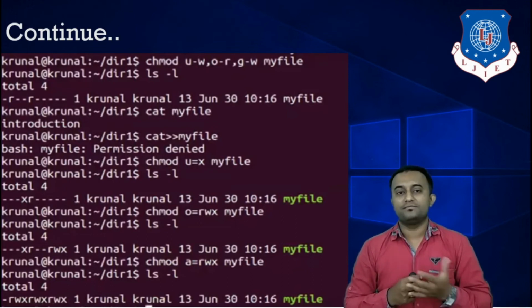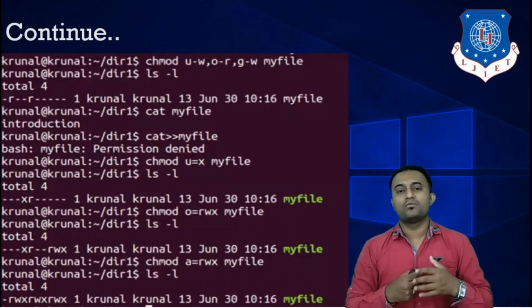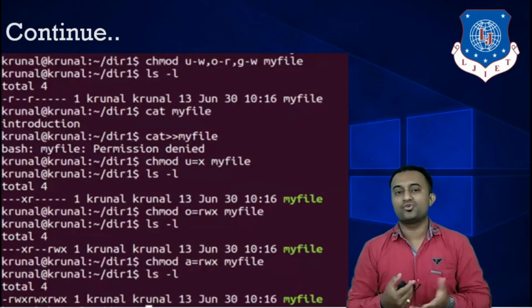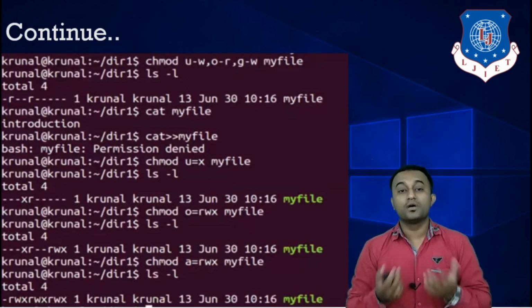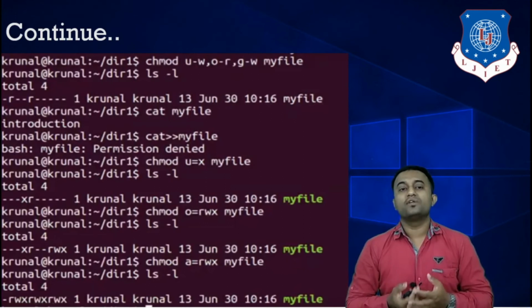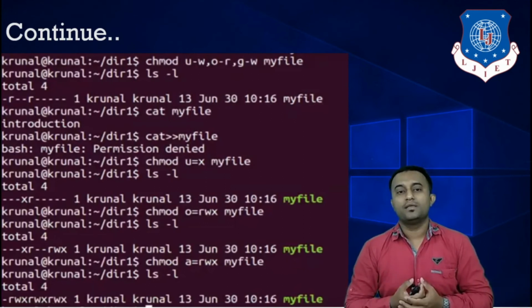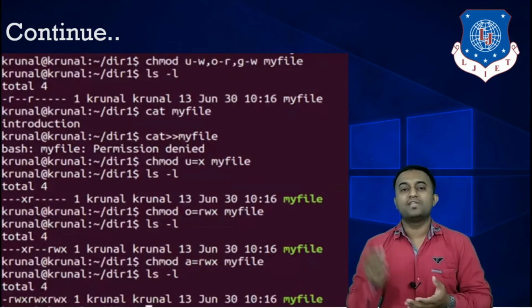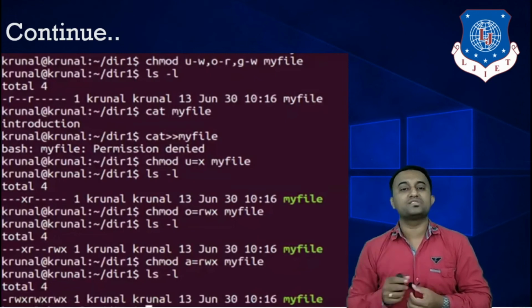Same way, next, suppose you want to use one shortcut. For example, if I need to give read, write and execute permission to the others group, definitely I can provide it with the help of o=rwx, then space my file.